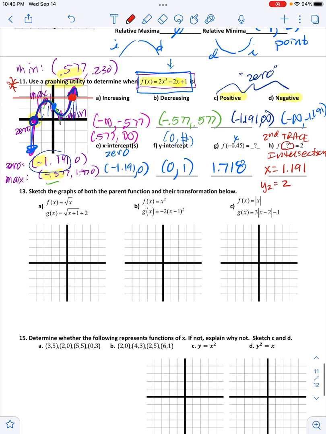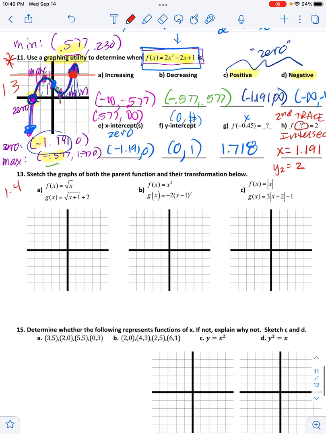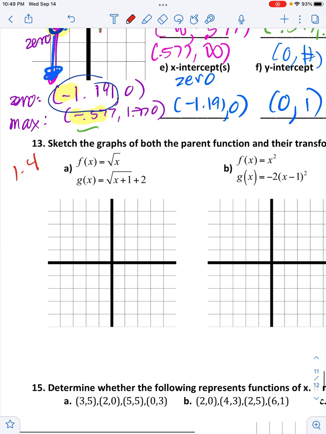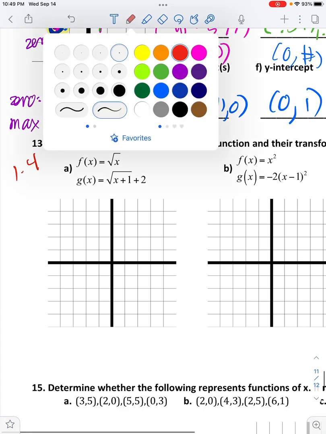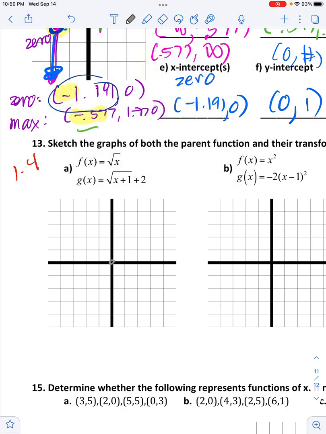Okay, this goes on then to 1.4, where we are looking at transformations of the graphs. So here, this is the square root. We talked about that before and knowing the parent graph of that. So I'm going to do the parent graph in gray. Square root of 0, square root of 1 is 1, square root of 4 is 2, and then I kind of know the general shape. Okay, so that's my f of x.